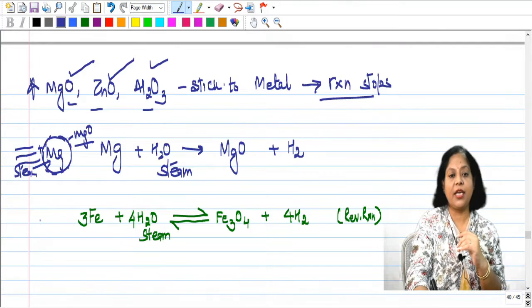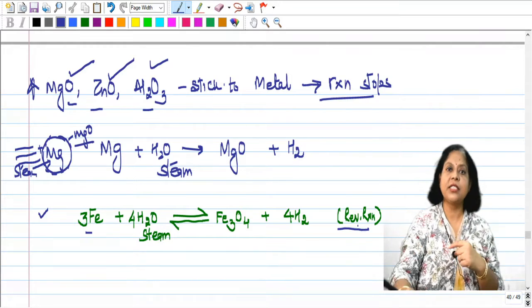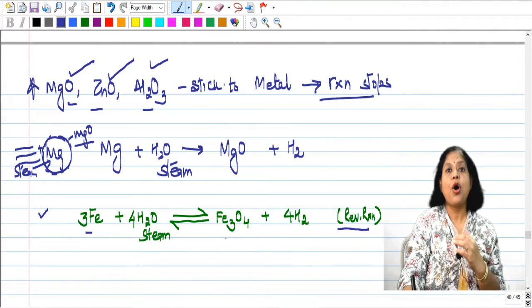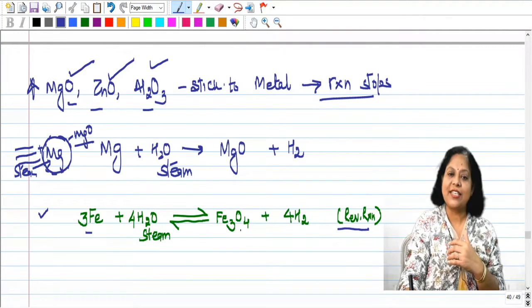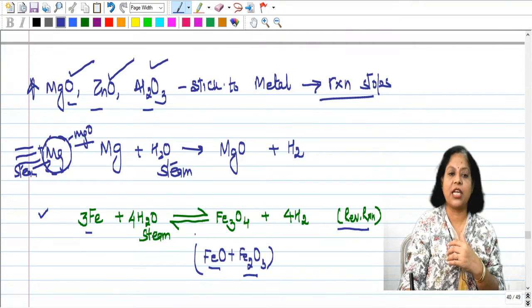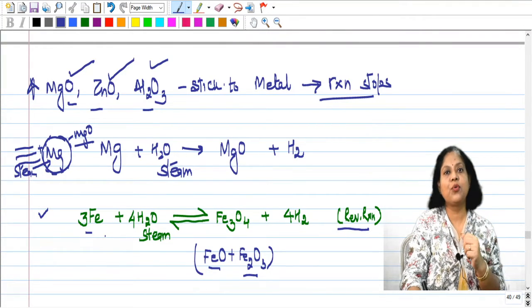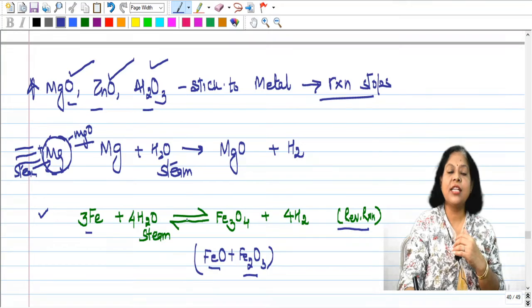Another very important thing is when we talk about iron. Now when we drop iron in steam, the reaction is a reversible reaction. Reversible reaction means there is formation of oxide. How many iron? 3. So we say tri-iron tetraoxide. Now this Fe3O4 is actually FeO plus Fe2O3. This is ferrous oxide, and this is ferric oxide. So when we add iron to steam, there will be formation of ferrous oxide and ferric oxide, and the reaction is reversible.